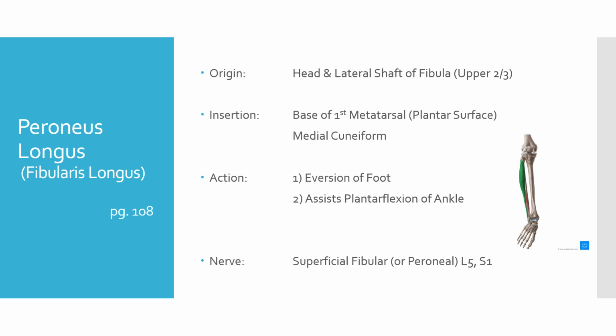Peroneus longus, also known as fibularis longus. The origin is the head and lateral shaft of the fibula, upper 2/3. Two insertions include the base of the first metatarsal on the plantar surface, as well as the medial cuneiform. Two actions include eversion of the foot, and it also assists in plantar flexion of the ankle. The nerve is superficial fibular or peroneal, L5 and S1.